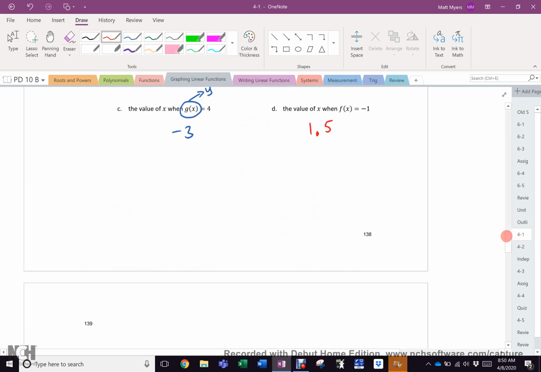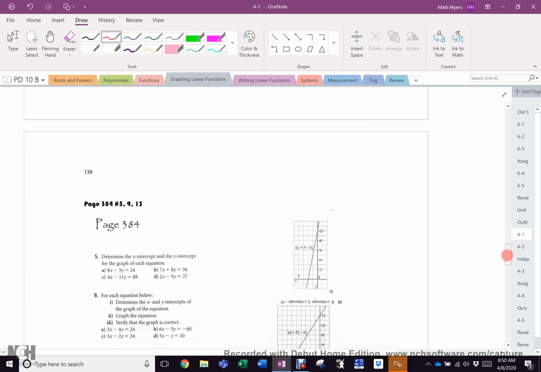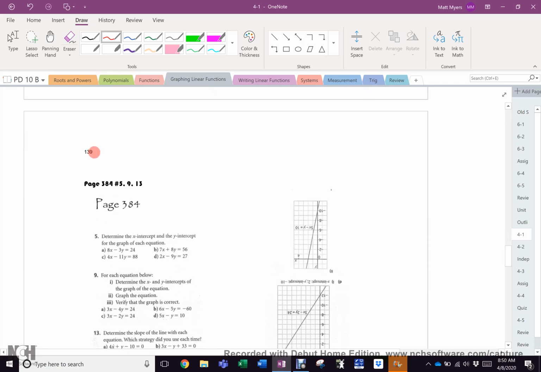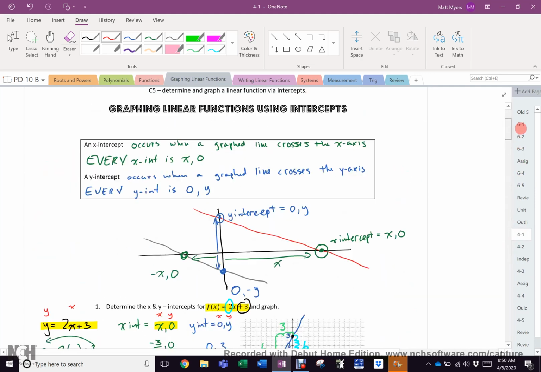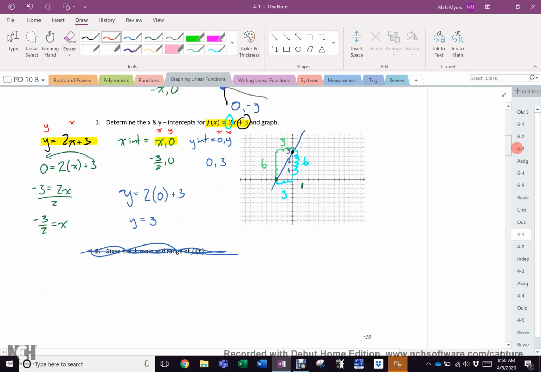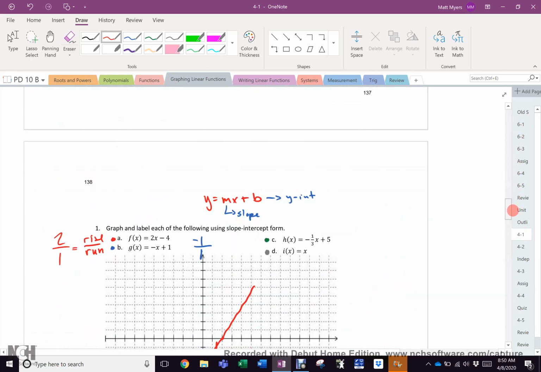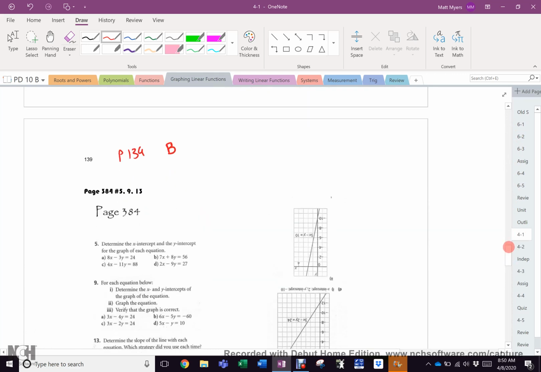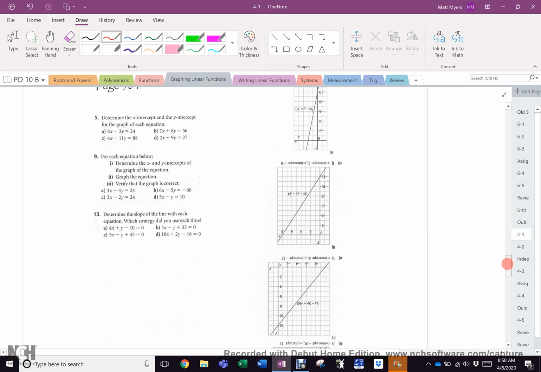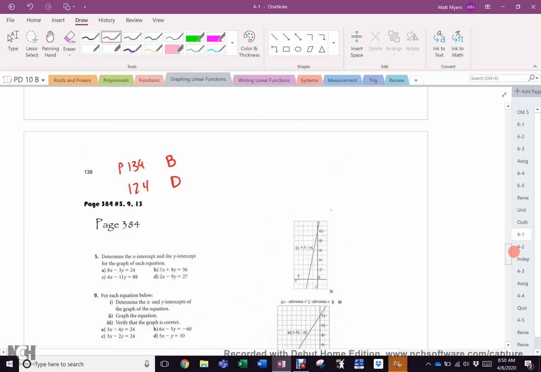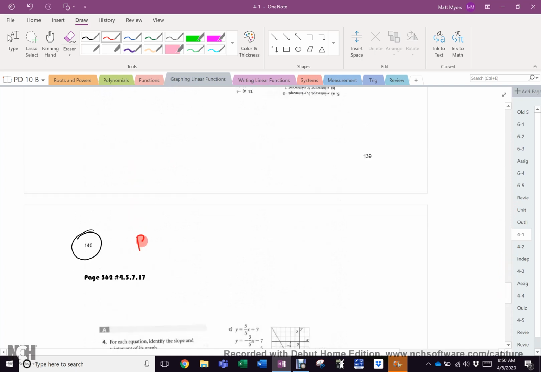So that is the work you need to do, page 139 if you're in block B, and it is pages 121, 122, 123. It is page 124 if you're in D block. And this page, which is page 125 if you're in D block.